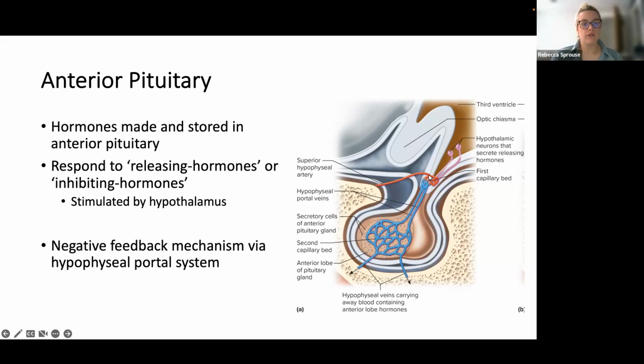And this is also helpful to have this portal system, because what can also happen is that this anterior pituitary can do negative feedback. So let's just say that you're getting a release of hormone here from the hypothalamus in high levels, and the anterior pituitary senses that. It can send a message back up here to the hypothalamus saying, hey, slow it down, right? Negative feedback mechanism. So that portal system here is very helpful.